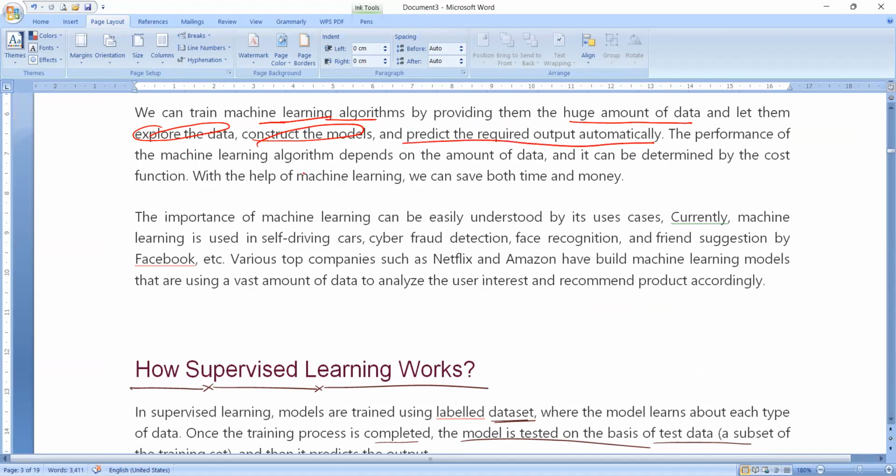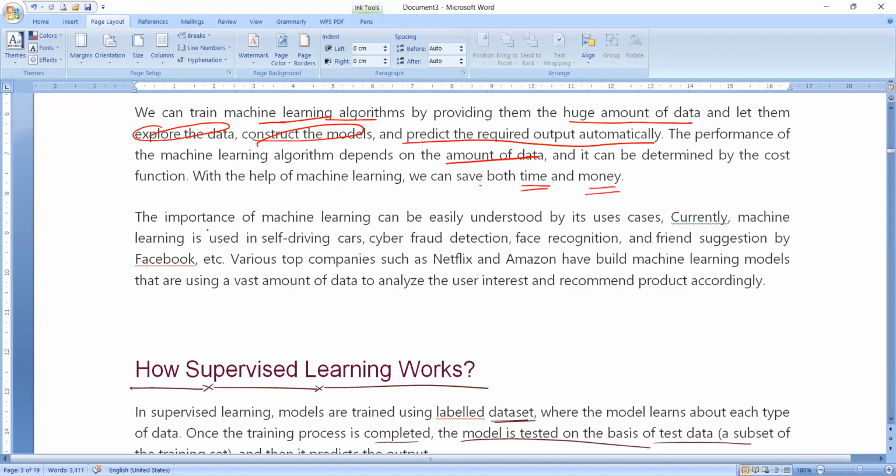The performance of machine learning algorithms depends on the amount of data which we are providing to them. If data is very small, the performance will be poor. If data is very large, the performance of the machine learning system will be better. And it can be determined by the cost function. With the help of machine learning, we can save both money as well as time.